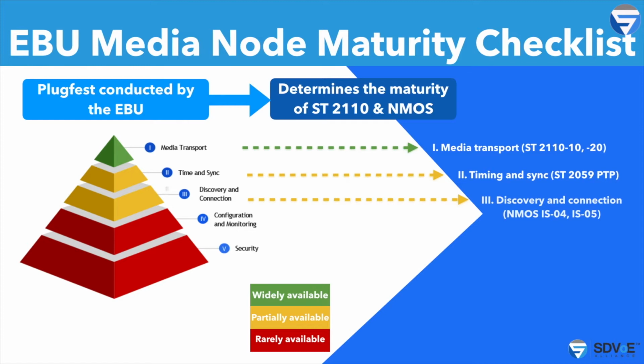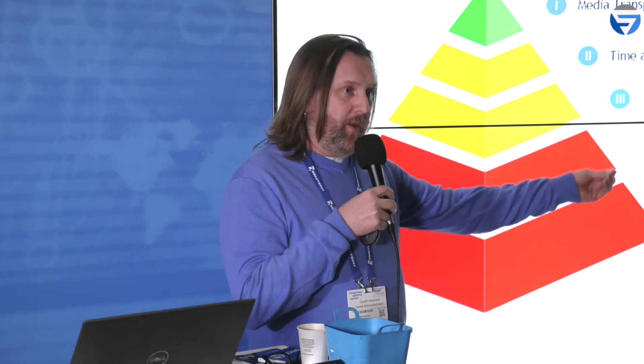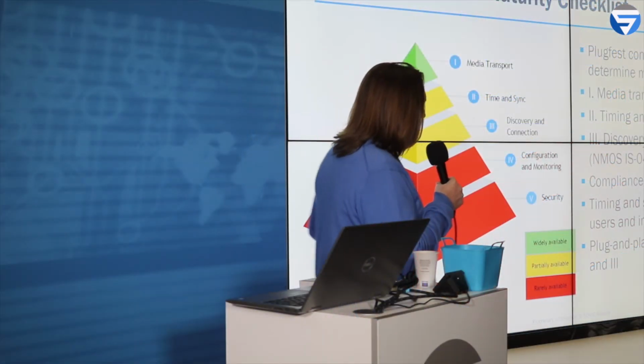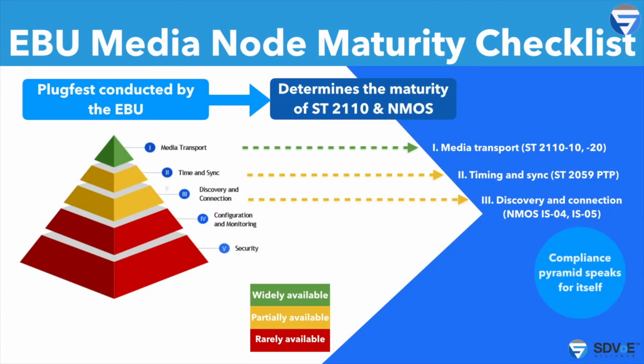Because obviously you can plug stuff into a network and it won't go anywhere unless somebody wants it. And that person that wants it has to know that that stream's on the network in the first place. So if you look at this pyramid, it really speaks for itself. You can see that the media transport piece, i.e. the 2110 piece, no problem. Engineers have figured out how to get the bits and bytes onto the network. Great. Timing and sync, it's in the yellow.